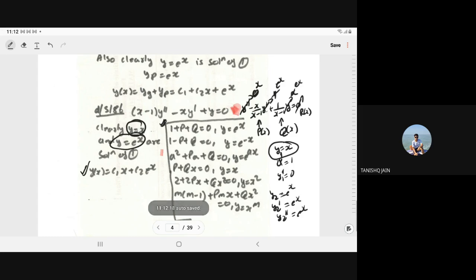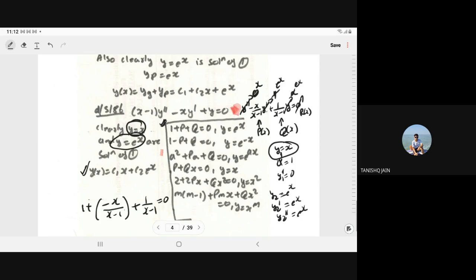So here you can see 1 plus p plus q. 1 plus p, p is minus x upon x minus 1, plus q, that is 1 upon x minus 1. So it will give you 0, which means it satisfies the first condition. So y is equal to e to power x will be the solution. Similarly, if 1 minus p plus q is equal to 0, then y is equal to e to power minus x will be the solution.